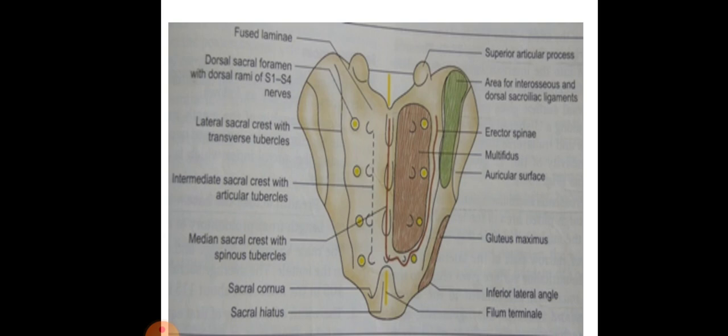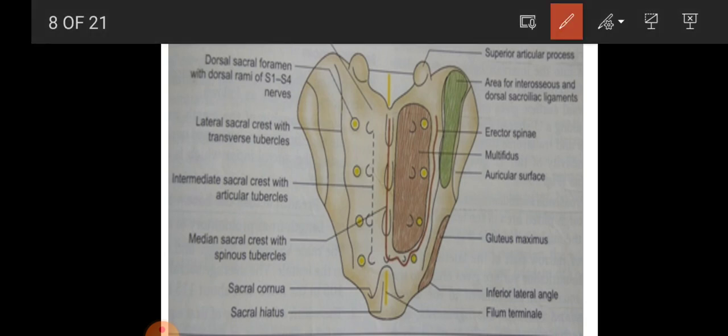This is showing the muscle attachments and the ligamentous attachments on the posterior surface of the sacrum. So this is the multifidus, which has a larger origin on the posterior aspect of the sacrum. It is enclosing the intermediate sacral crest and the lateral sacral crest. This area gives origin to the multifidus muscle.